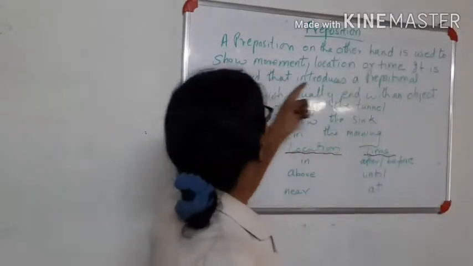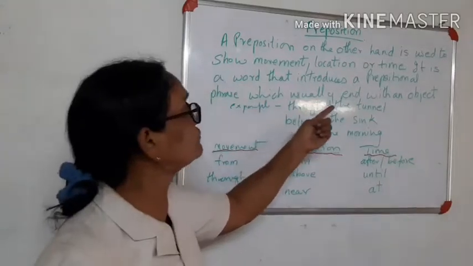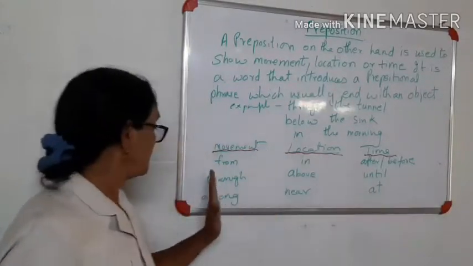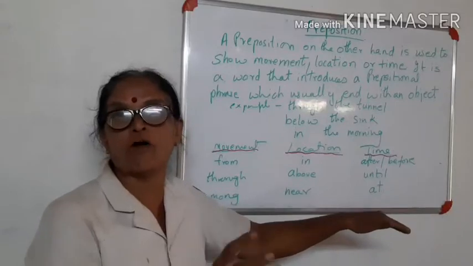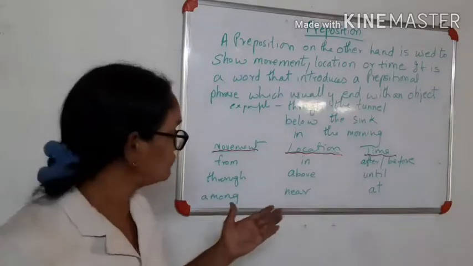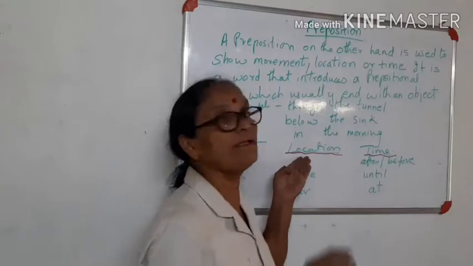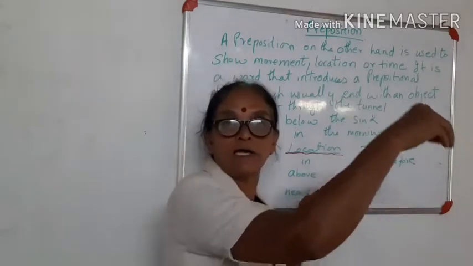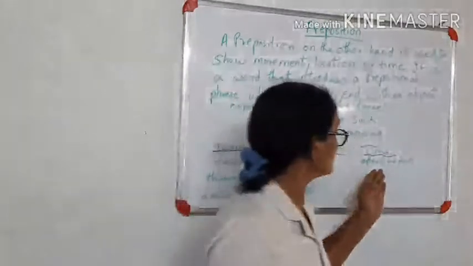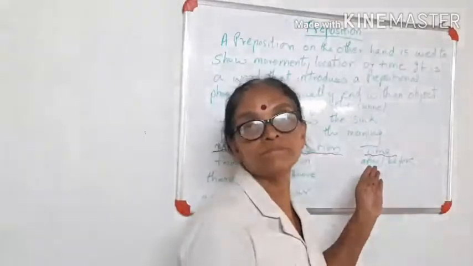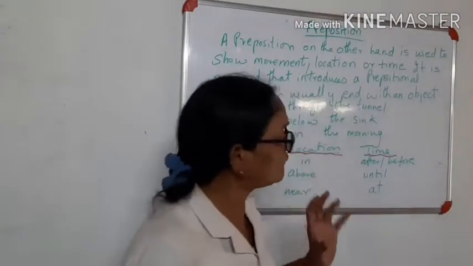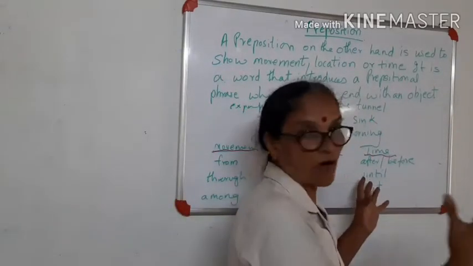It is a word that introduces a prepositional phrase which usually ends with an object. It will end with an object. Like from the box, through the pipe. So the pipe, box, they are all objects. Among the tree, among the bush, you can say. So bush, that is also an object. In the box, above the table, near the chair. So there is an object coming after it. Same way, after the time they tell you. After picking the box. Before taking the box. So box is coming in.